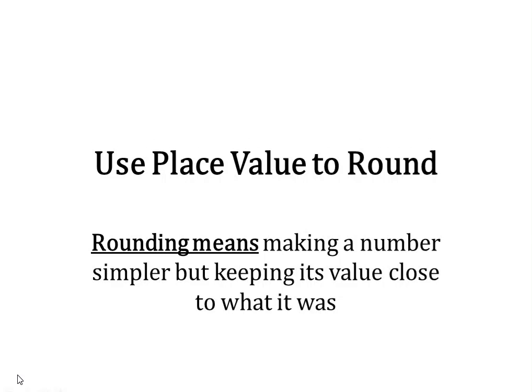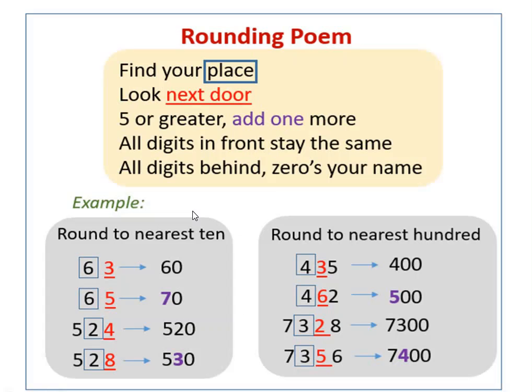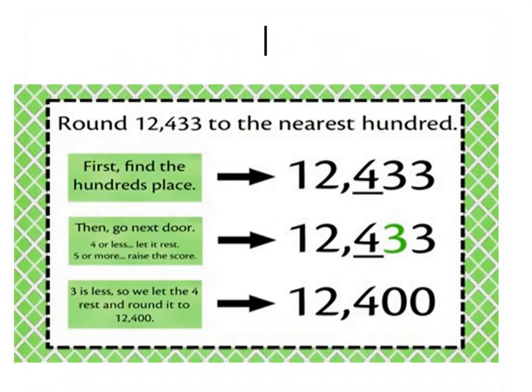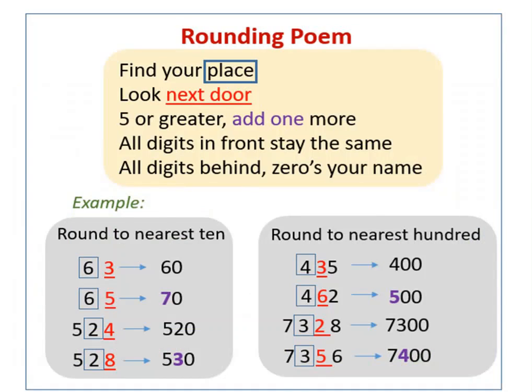Now, let's go and understand the steps of rounding, okay? Here, it's nice, they actually wrote it as a rounding poem. They say, find your place. It means the number that you want to round. They tell you about the place value of this number and then circle it or put a square around it.